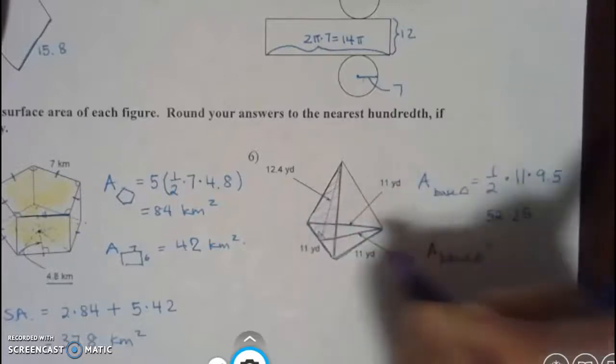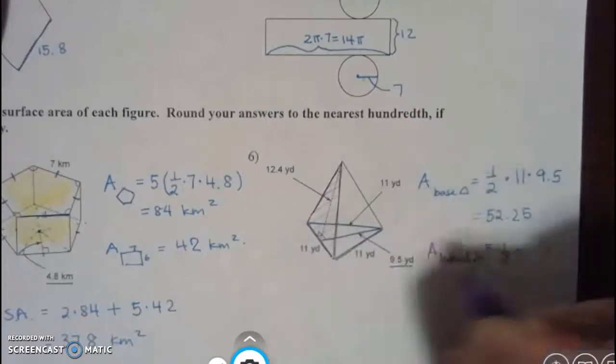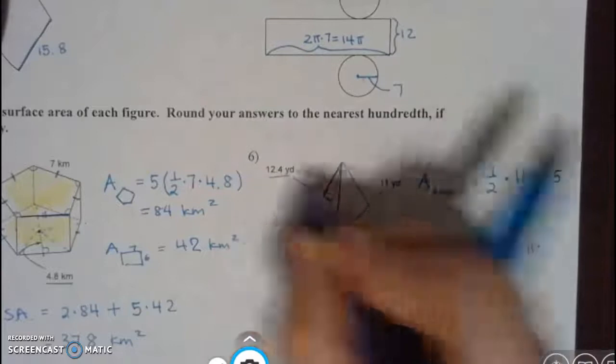Okay, for one is going to be half times, what's the base of this triangle? It's going to be 11. And what's the height? Height we're told is 12.4.